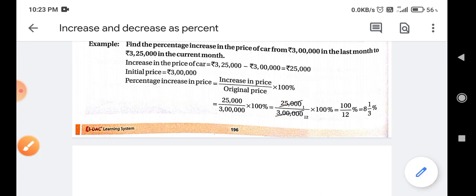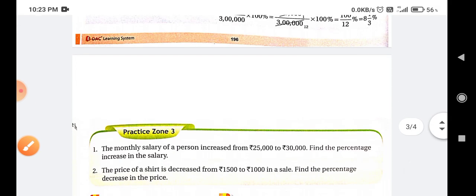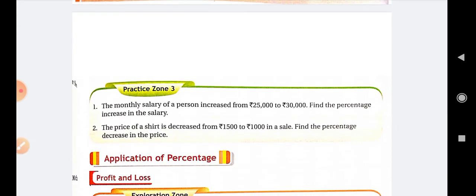So this is increase and decrease as percentage. Then you can do practice zone 3, which is based on increase and decrease as percentage.